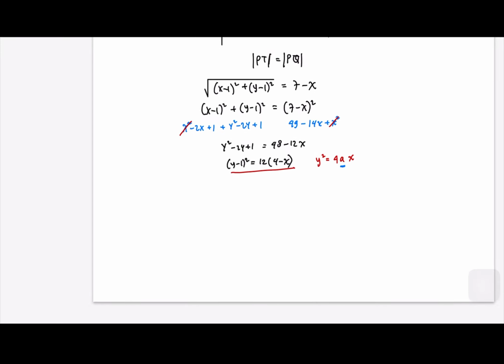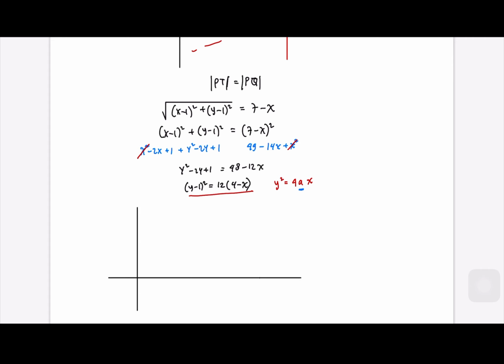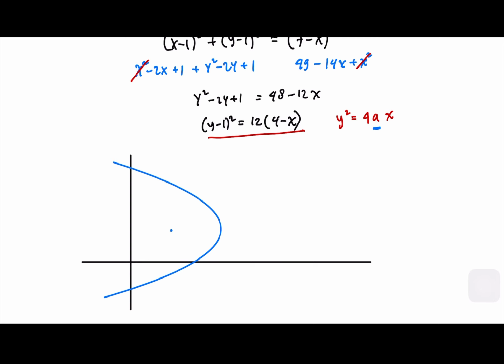And we may sketch the curve. You don't need to sketch really smooth, just roughly sketch the graph, that will be okay. So if this is the T, the latus rectum, let me draw, the latus rectum is this. This is the latus rectum.